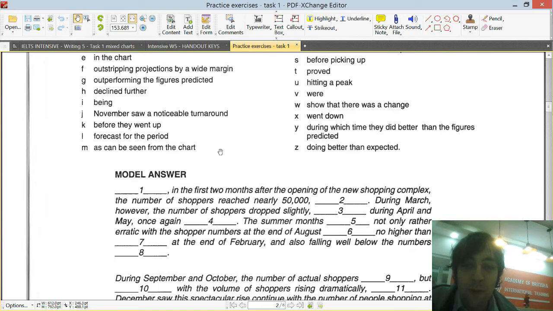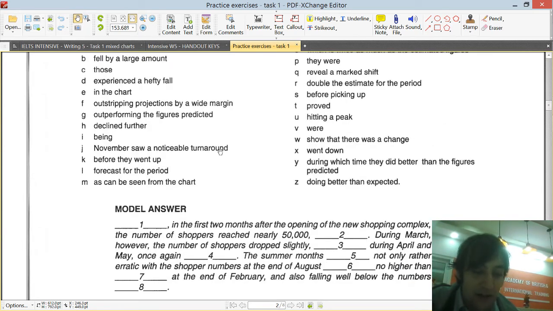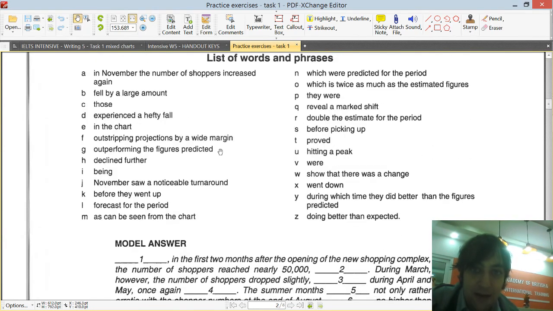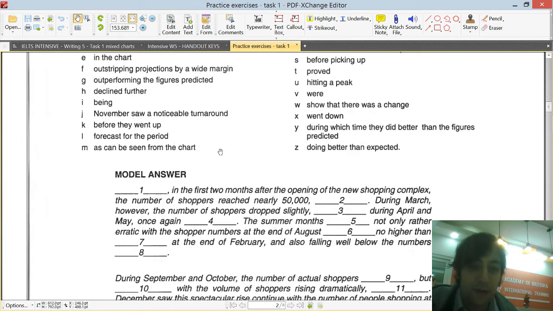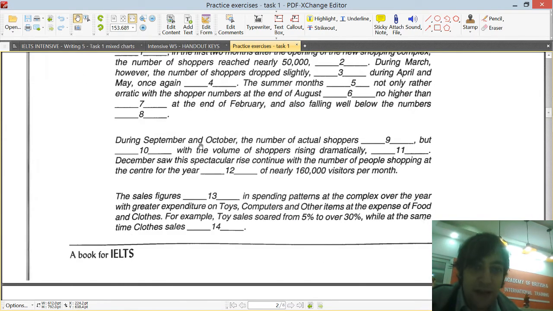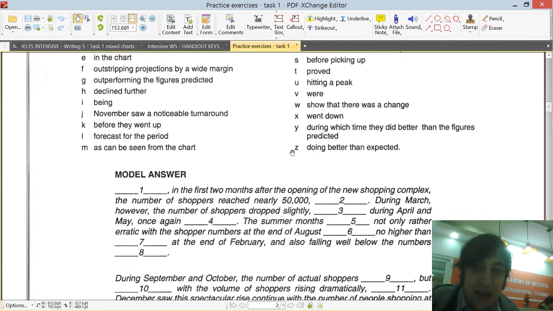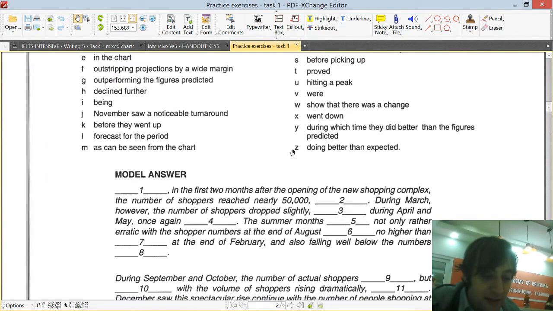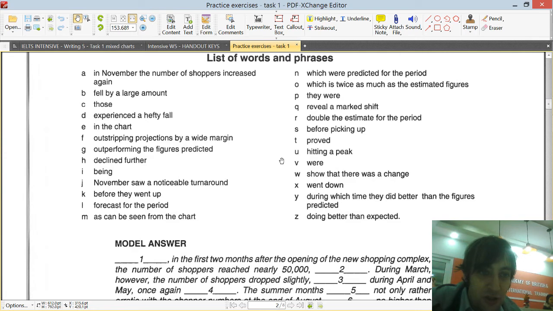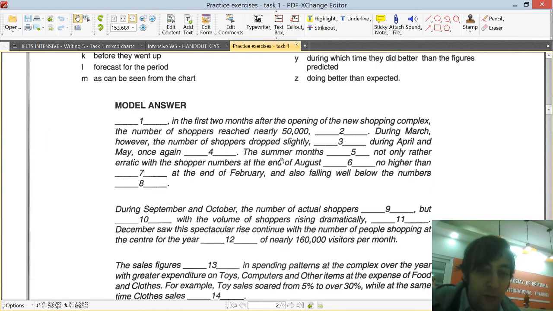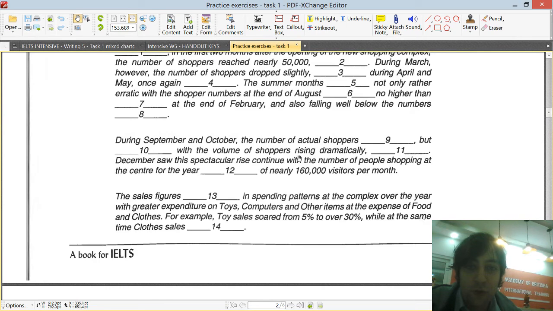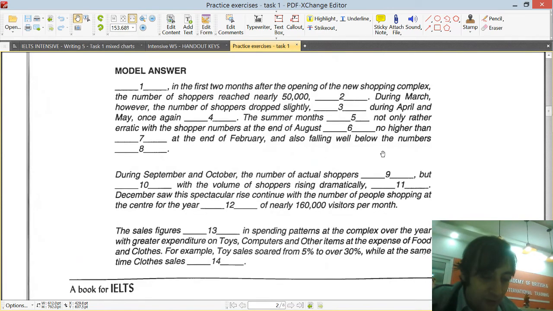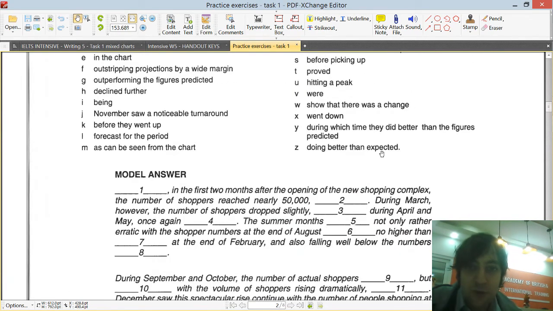And also falling well below the numbers, and then for number 8 I had N, which were predicted for the period. During September and October, the number of actual shoppers, H, declined further, but, and then for 10 I had J. November saw a noticeable turnaround with the volume of shoppers rising dramatically. And then for number 11 I had Y, during which time they did better than the figures predicted.